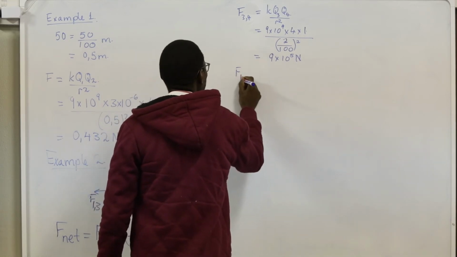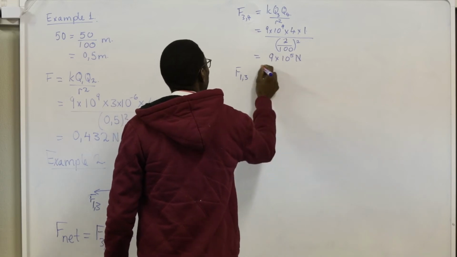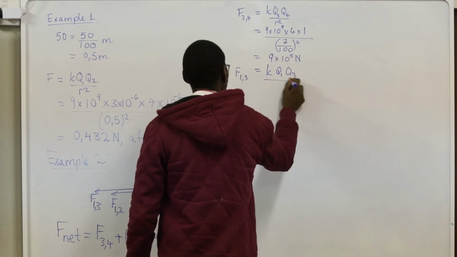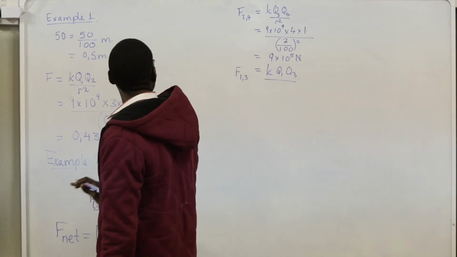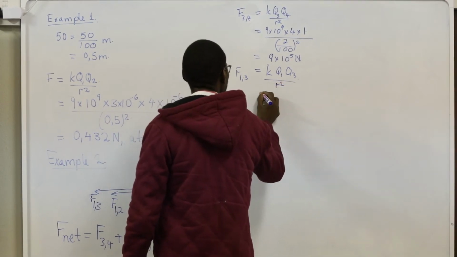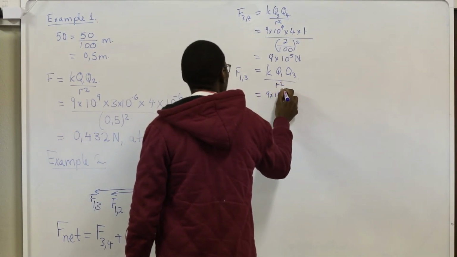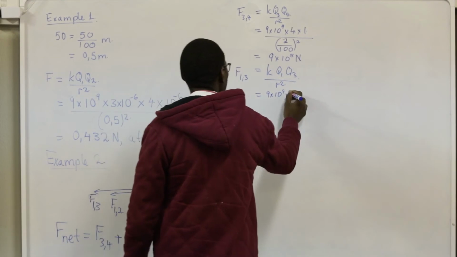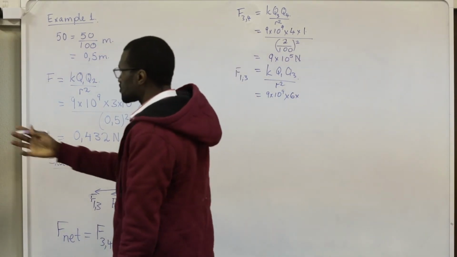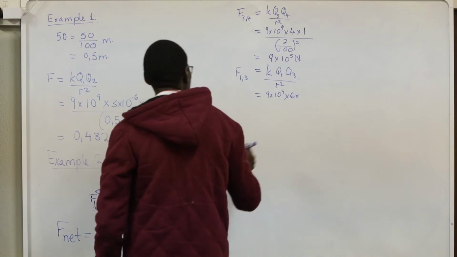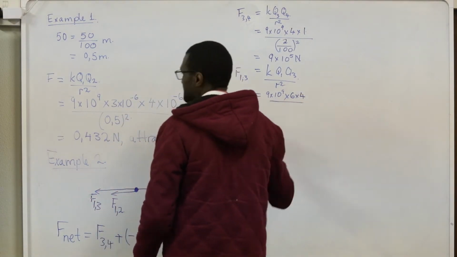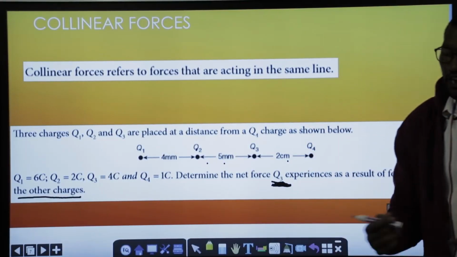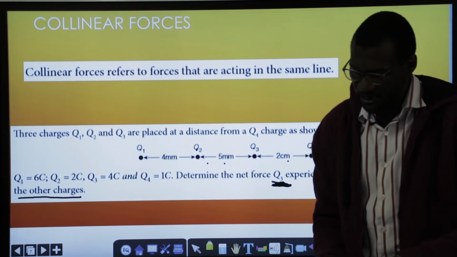Let's move on. F1,3. Okay? K, Q1, Q3, right? You got the rhythm now. All right? Let's find out what's the over R squared again. 9 times 10 to the power of 9 multiplied by Q1, which is 6, Q3, we know Q3 is equal to 4 coulombs, divided by the distance between them. Now the distance between them is 5 plus 4, which gives us 9 millimeters.